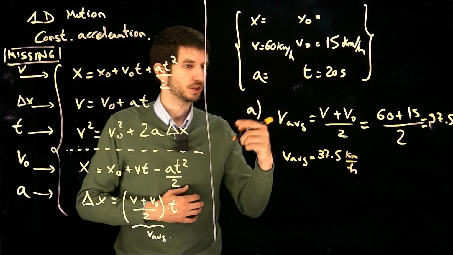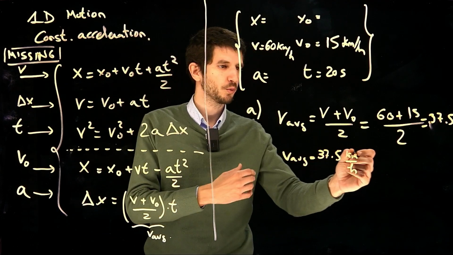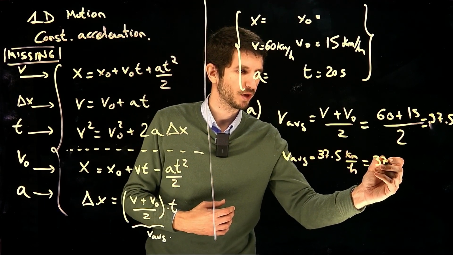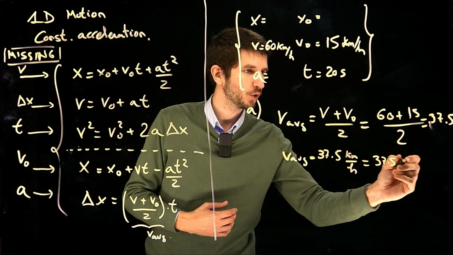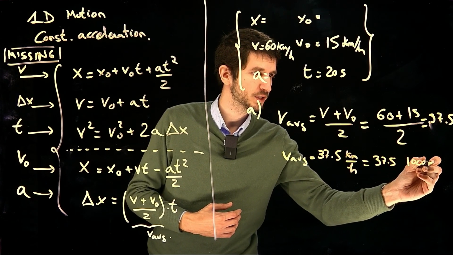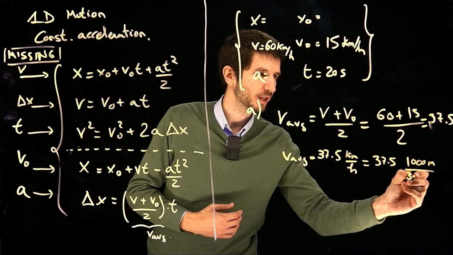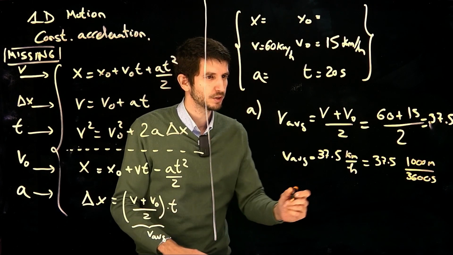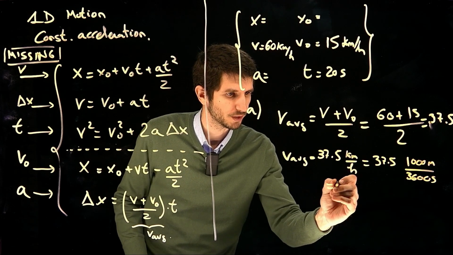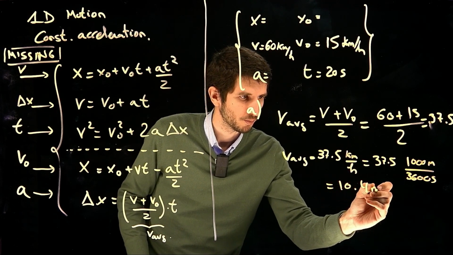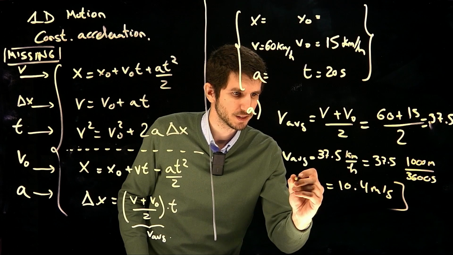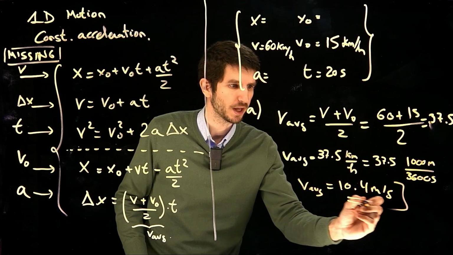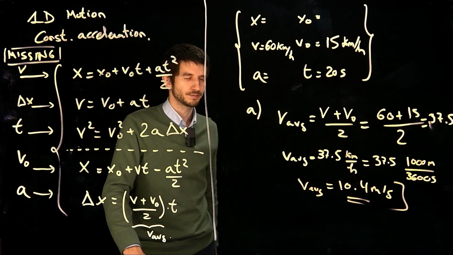and we want to convert it into meters per second. So how do we do so? Well, we need to convert both. 37.5 is the number, it remains the same. We know that 1 kilometer is 1,000 meters, and we know that 1 hour is 3,600 seconds. Now we can make that division and multiplication, and we're going to find that this is about 10.4 meters per second. So that's the average velocity, the first thing that they ask in the problem.